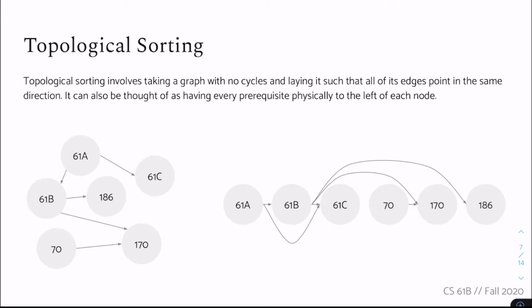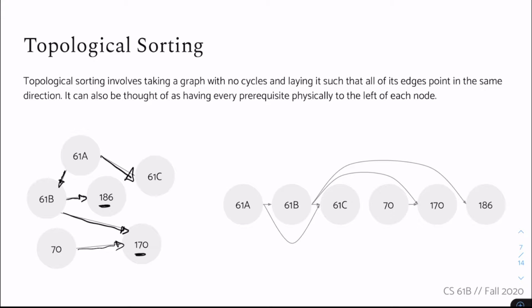We have 61A. You need 61A to take 61B. In my opinion, you don't super need 61B to take 61C. They kind of cover different things. But you definitely need 61B to take 186 and 170 because you need the coding part to do 186 and you need the graphs part to do 170. And you also need some 70 to do 170, but you don't need anything else to take 70.